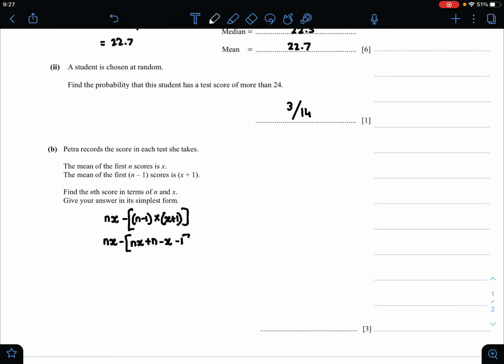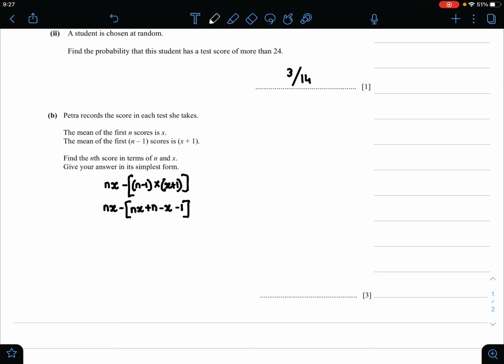Now we have to multiply the negative 1 that is outside the brackets with everything inside the bracket. So we would get nx minus nx minus n plus x plus 1. So nx and nx would get cancelled out, so we would be left with x minus n plus 1, and therefore this would be our final answer for part B of this question. So x minus n plus 1.